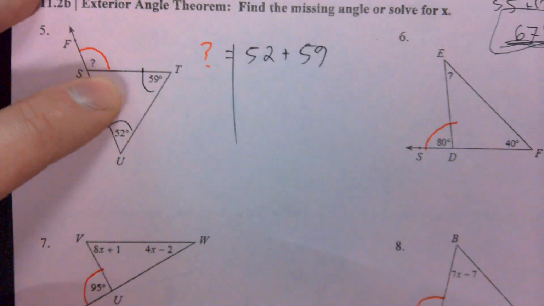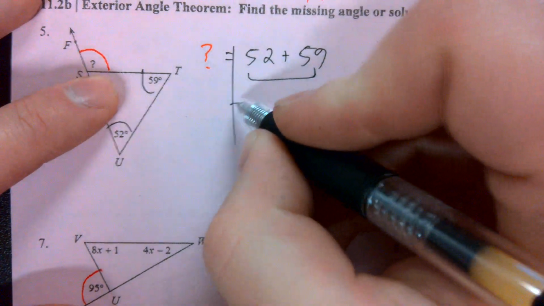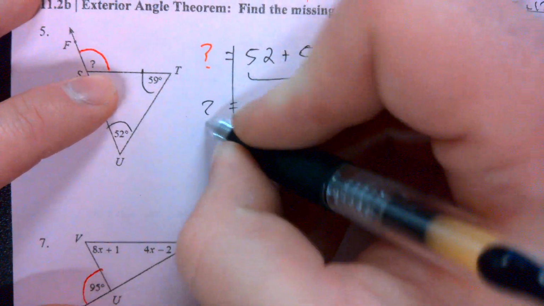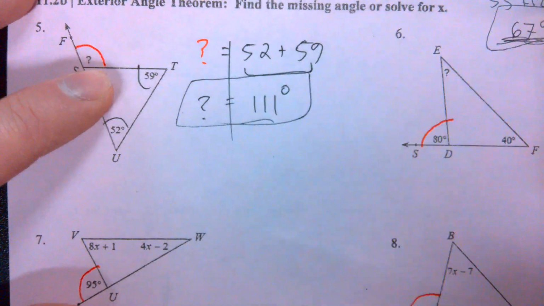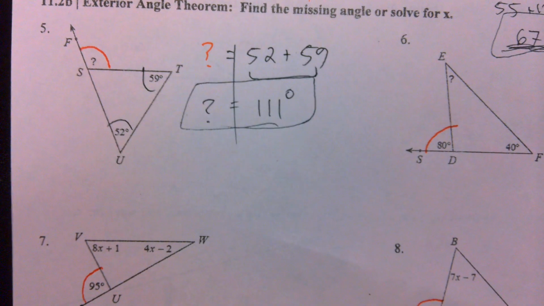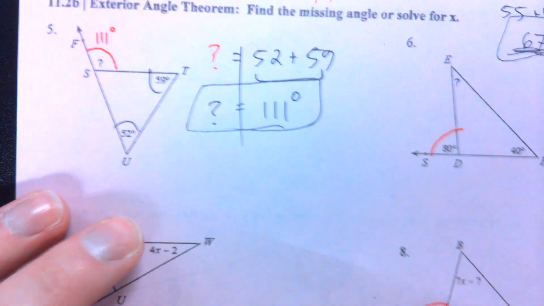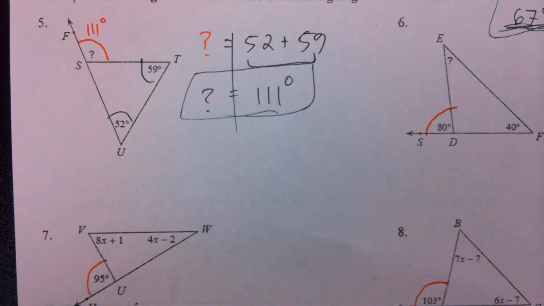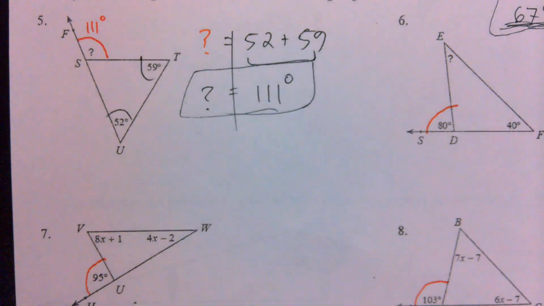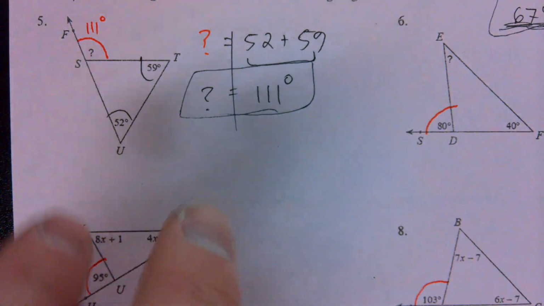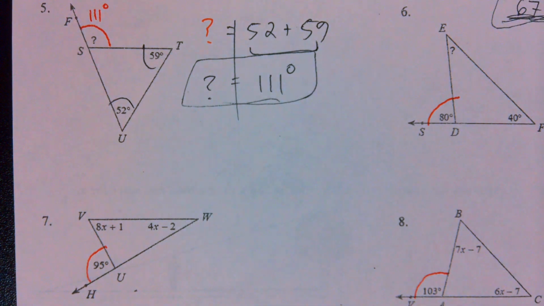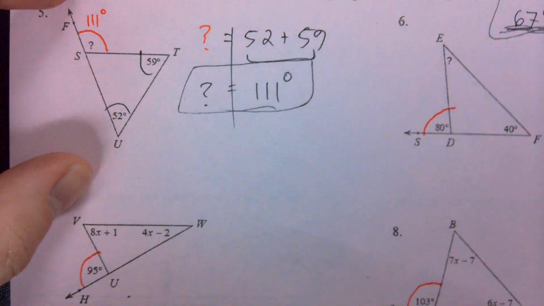All I have to do is add. What's 52 plus 59? 111 degrees. So this exterior angle here is 111 degrees. Makes sense. It's an obtuse angle. It's the sum of my remote interior angles. So that's if we don't know what the exterior angle is.